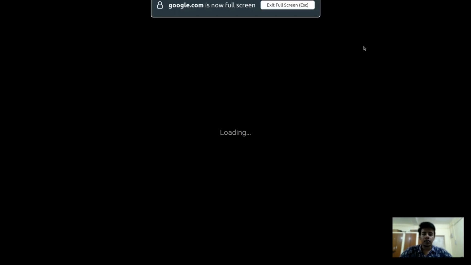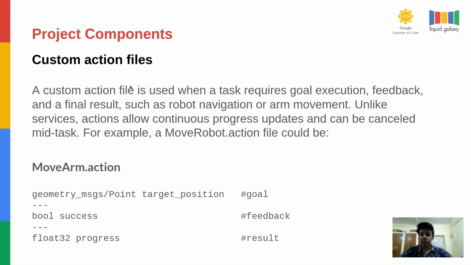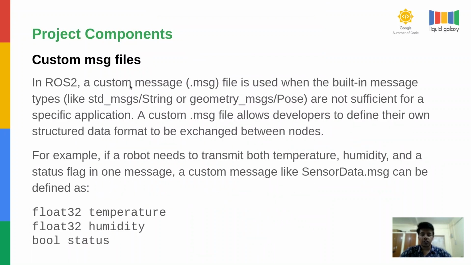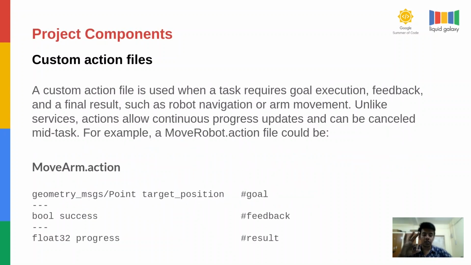Fine. Now going forward to the action files. An action has three components. See, in a message there was only one block. In a service there are two blocks, a request and a response. An action has three blocks: the first is the goal, the second is the feedback, and the third is the result. So how is it designed?